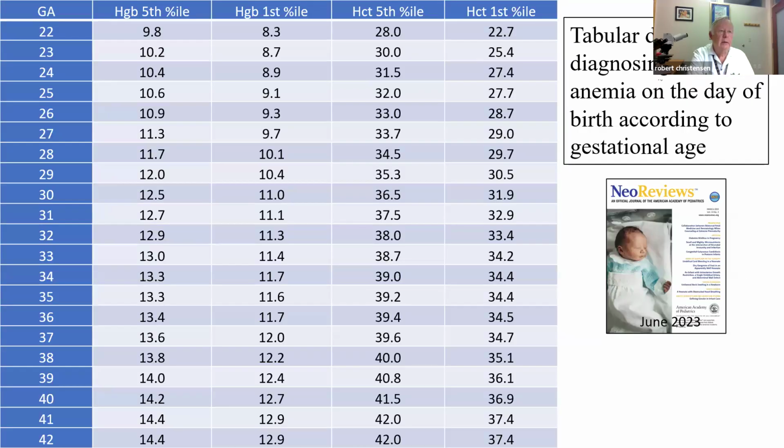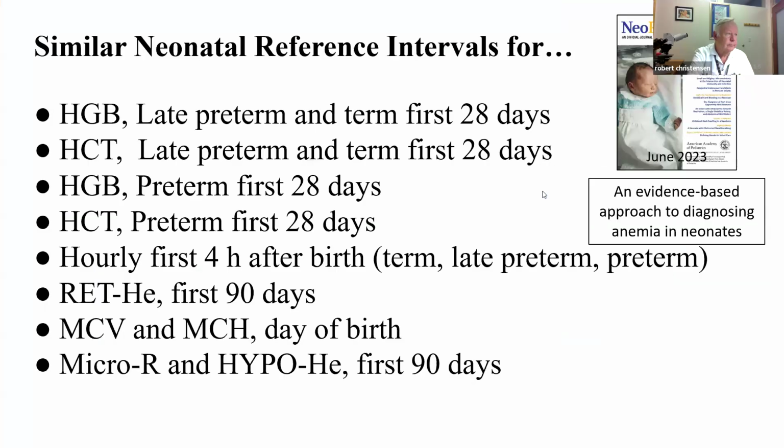This is tabular data for the same information for diagnosing anemia on the day of birth according to gestational age. But here you look at the column, gestational age, 30 weeks, and then as you look over, you see the 5th percentile hemoglobin value, the 1st percentile hemoglobin value, and the 5th and 1st percentile hematocrit values.